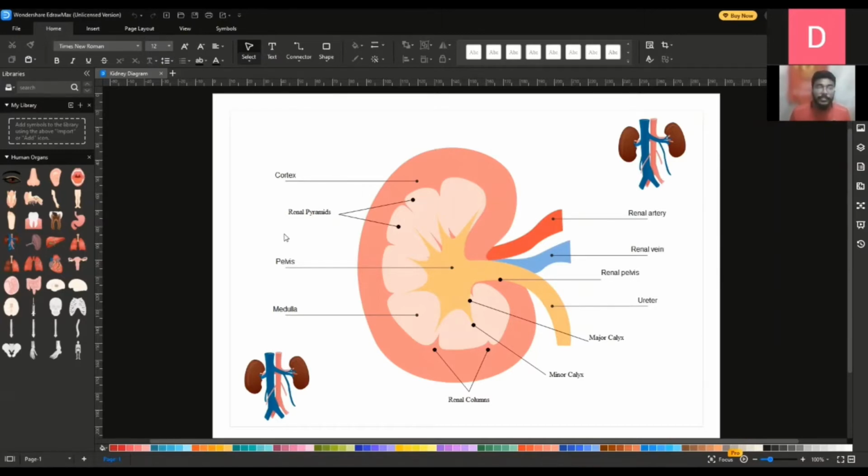Next you can see is renal pyramids. Renal pyramid is a kidney tissue that is shaped like cones, as they are usually in the number of from 7 to 18 in a kidney. Next is the pelvis. Pelvis is the area or the center of the kidney where the urine is collected and is funneled into the ureter, the tube that connects the kidney to the bladder.